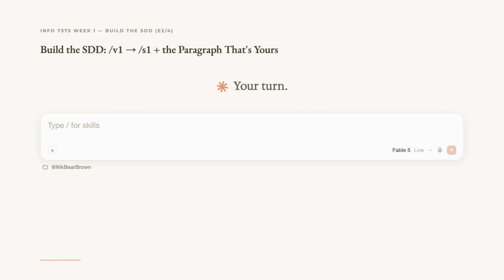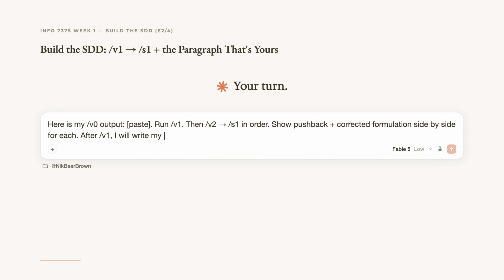Your turn, paste this prompt into GRU with your /V0 output already in the session. The prompt reads: "Here's my /V0 output, paste the full pass /V0 exchange, run /V1, then run /V2 through /S1 in order. For each gate that pushes back, show me the exact pushback text and then my corrected formulation side by side. After /V1, I will write my personal paragraph separately. Do not write it for me and do not offer to write it." End quote. That is the full prompt.